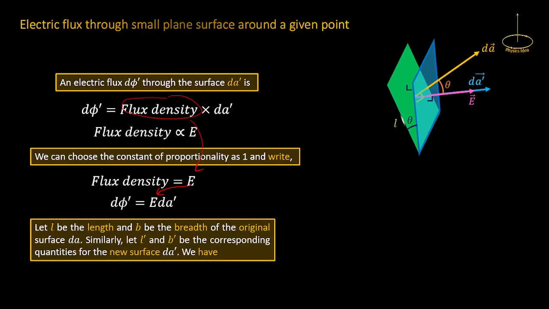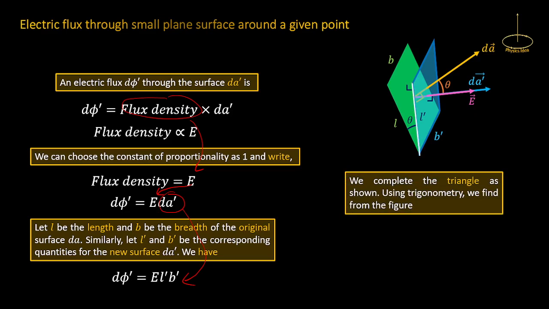Let L be the length and B be the breadth of the original surface dA. Similarly, let L dash and B dash be the corresponding quantities for the new surface dA dash. We have d phi dash equal to E times L dash B dash. As the surface dA dash is rectangular, its area is length times breadth.